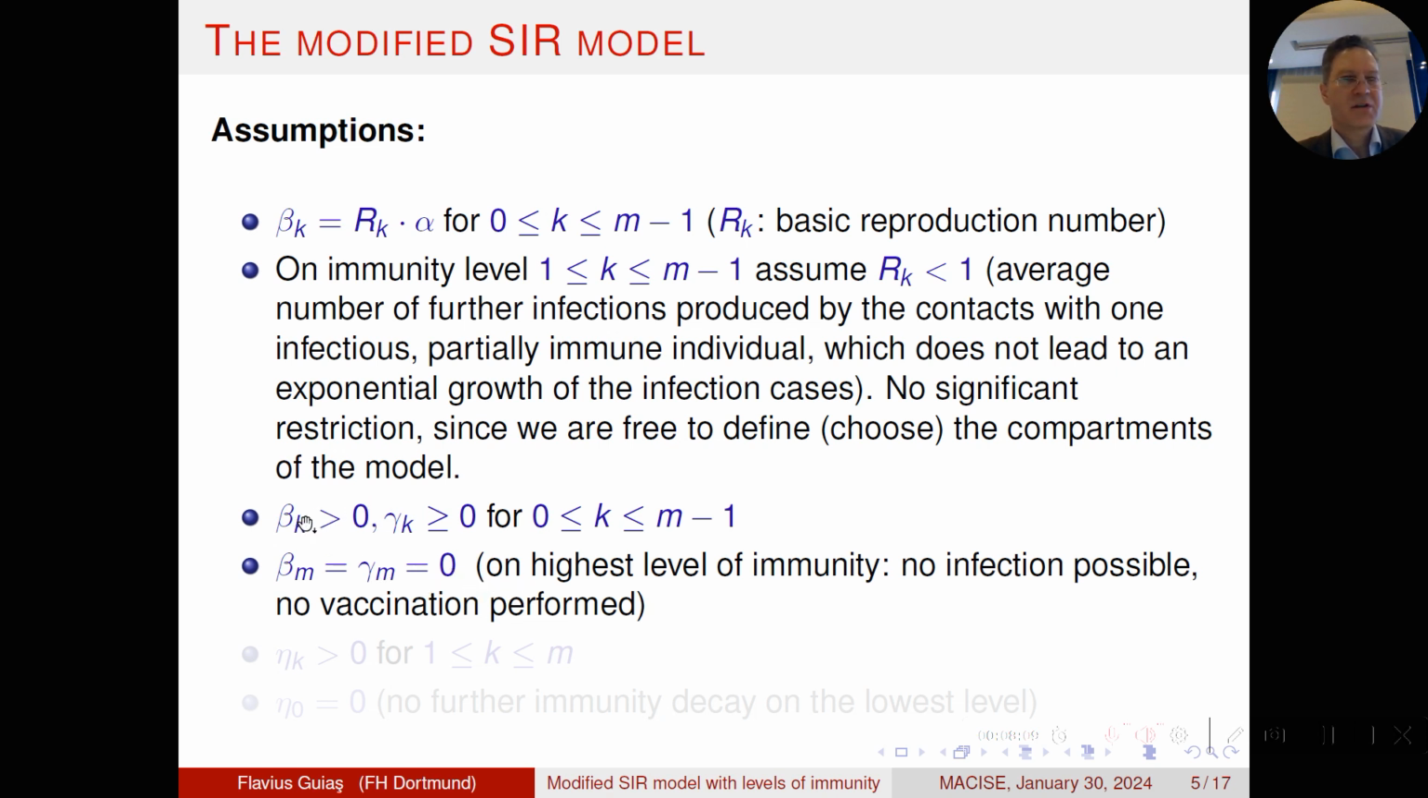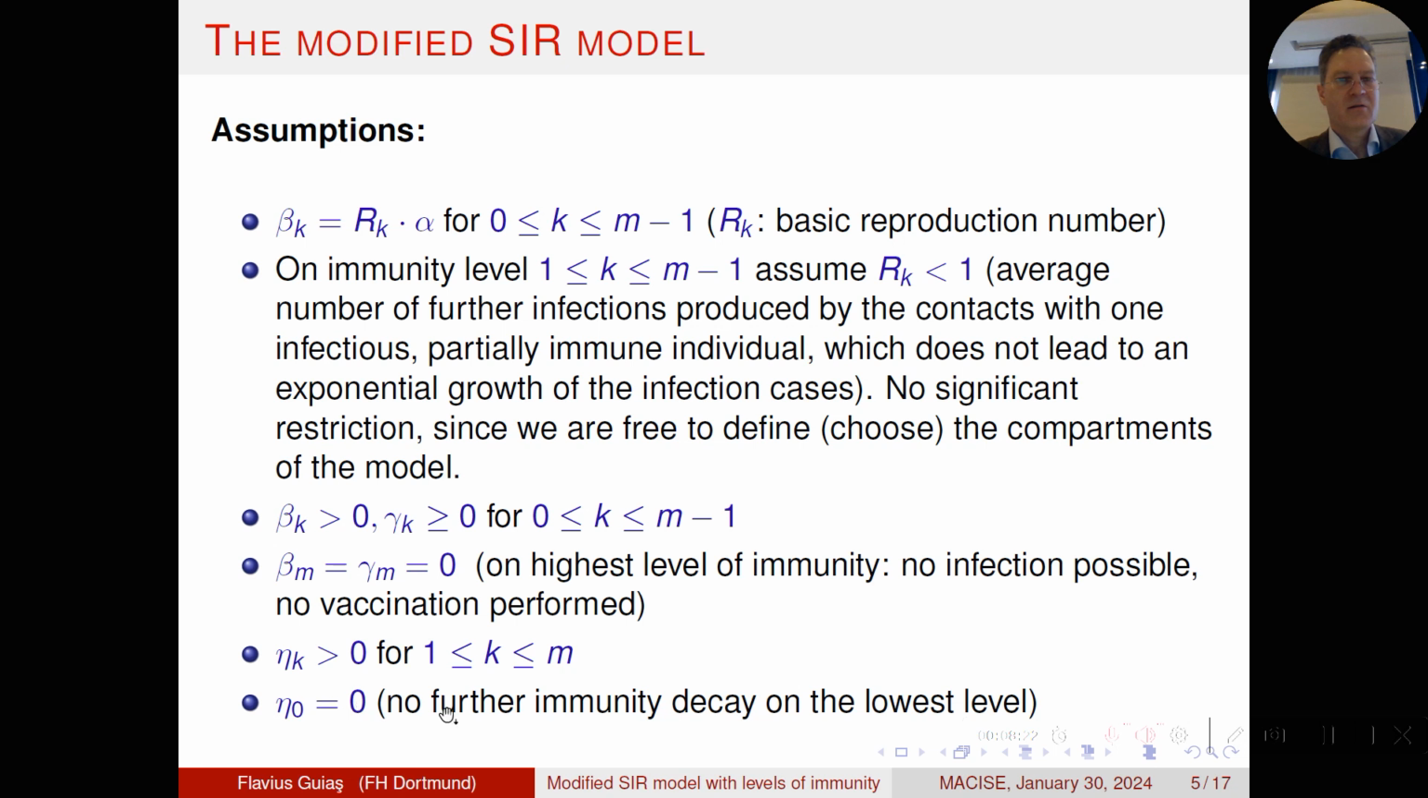Of course, the natural conditions are that these rates are larger than 0. Vaccination rates, gamma k, are larger than or equal to 0, since we can also have the case of no vaccination. Immunity decay rates are strictly positive because immunity is always decaying. And on the lowest level, you have no immunity decay, so this is 0.